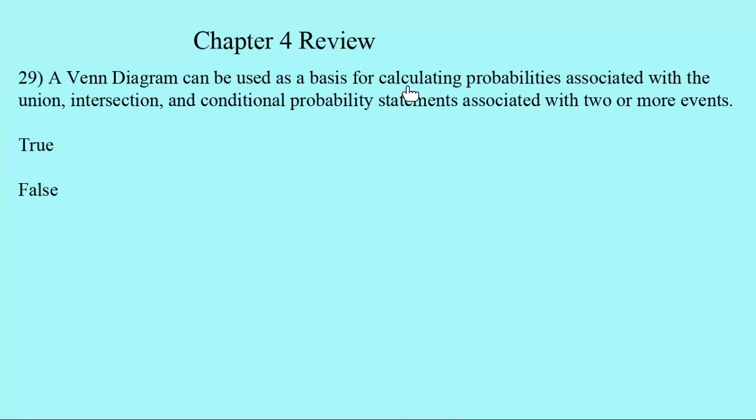A Venn diagram can be used as a basis for calculating probabilities associated with the union, intersection, and conditional probability statements associated with two or more events. Is this true or false? Oh, are you saying true? You've got two yeses on your chat. No? Is it true or is it false? Oh, you're still thinking. Okay.